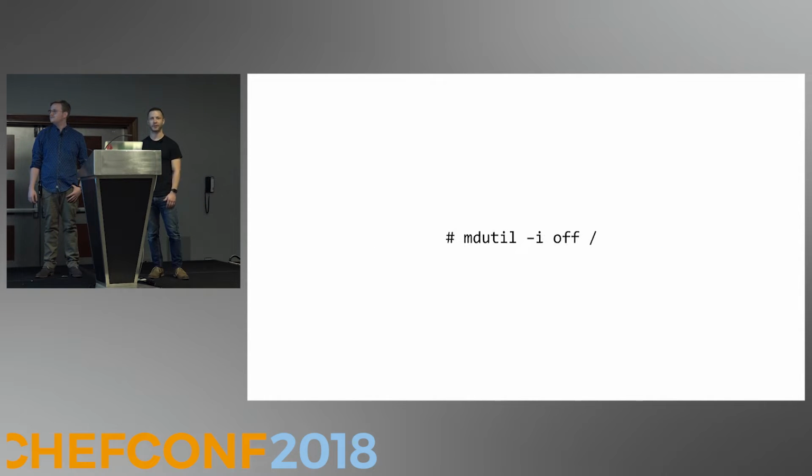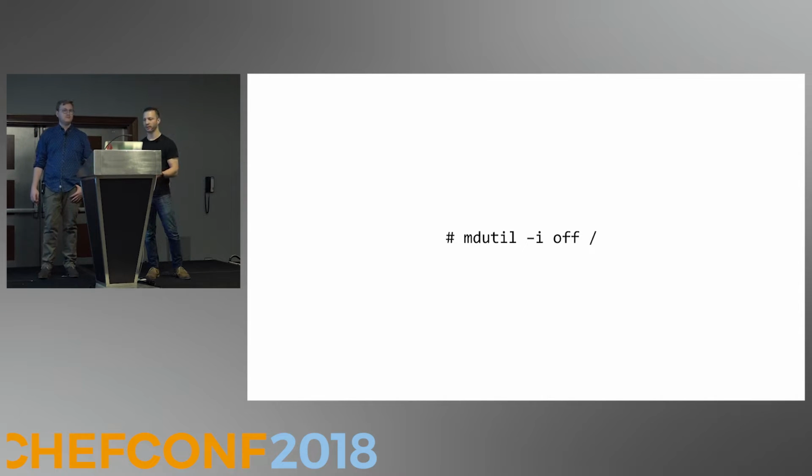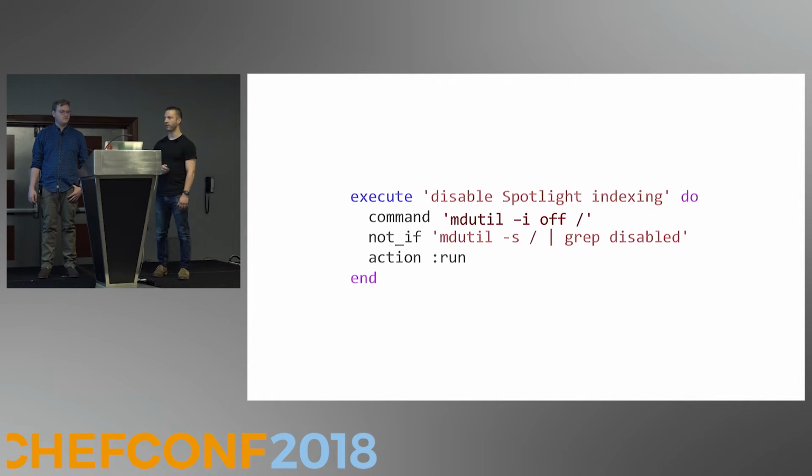So I know there's a couple of Mac admins here. You're probably familiar with the mdutil command. In this case, it stands for metadata utility, and it's how you can manipulate Spotlight using the command line. So here we've added the off state for the root volume, and with this command, we've disabled indexing on that boot volume. And now we have something that we can turn into Chef.